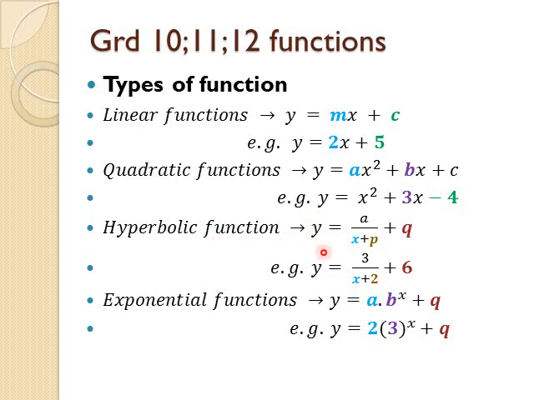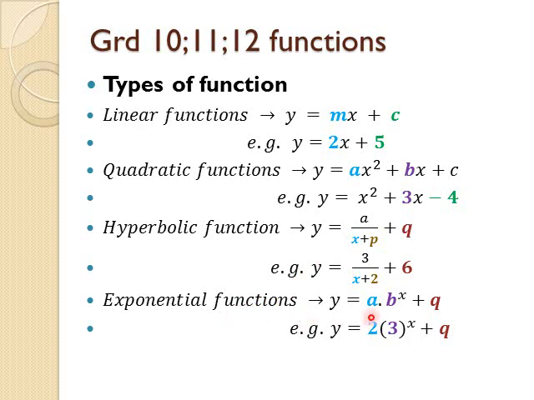Right, hyperbolic function, y equals a over (x plus p) plus q. a decides the shape of the graph. p and q are both asymptotes, q being horizontal, p being vertical. So as soon as x is a denominator, you should know we're working with the hyperbola.